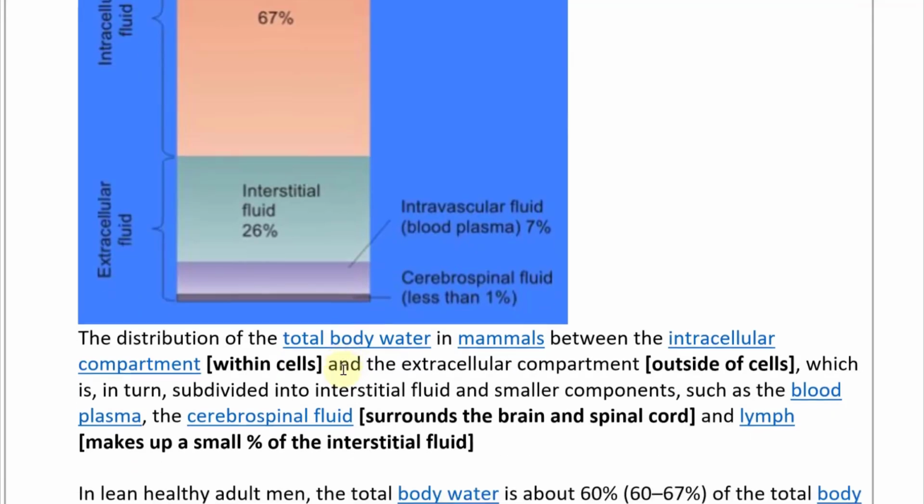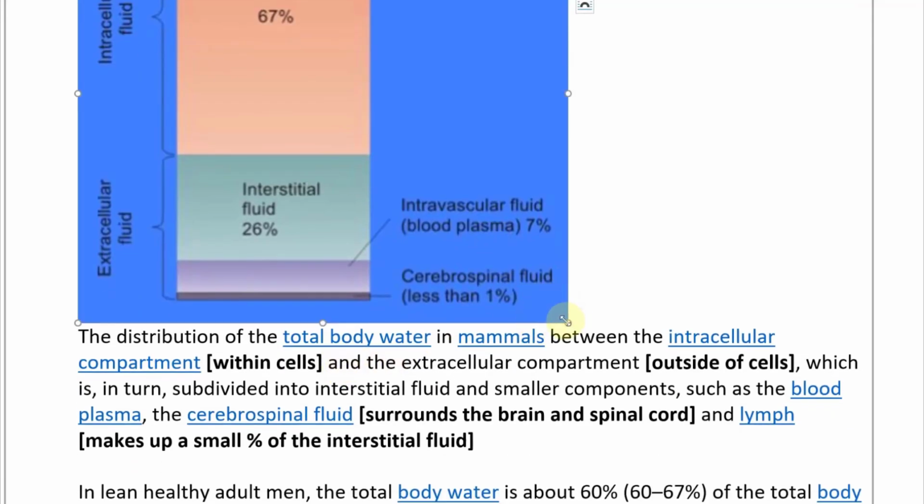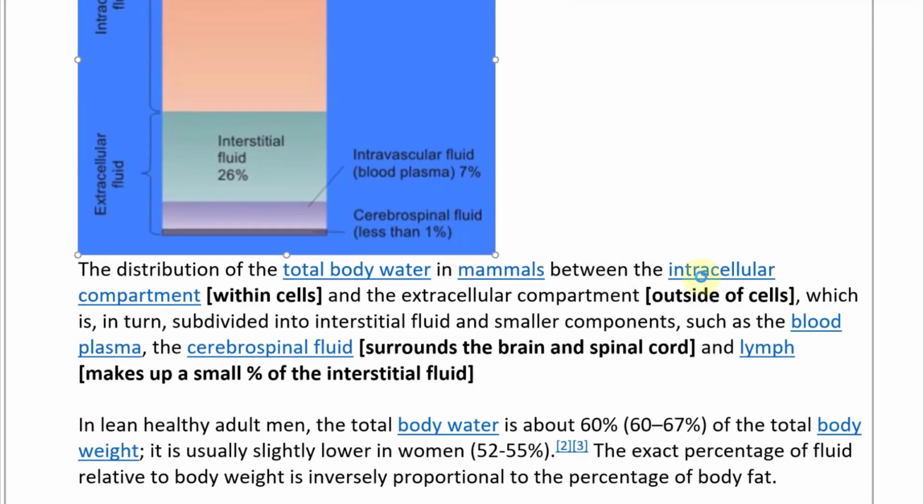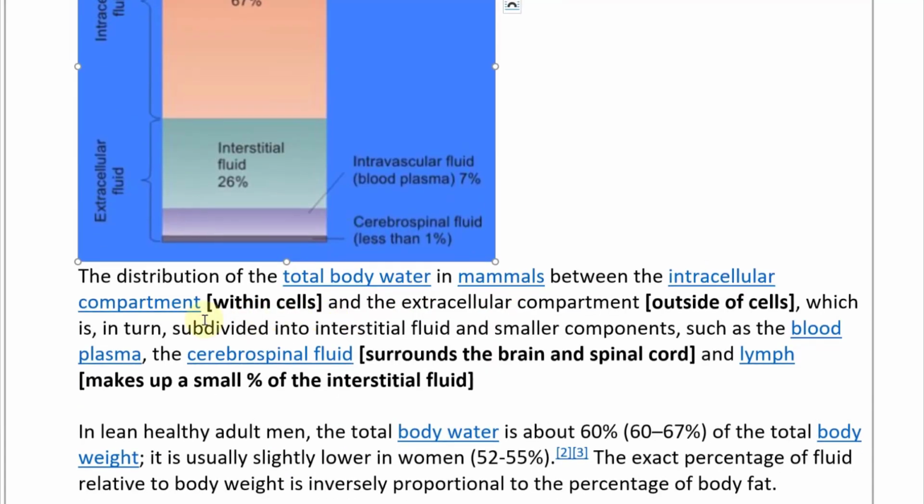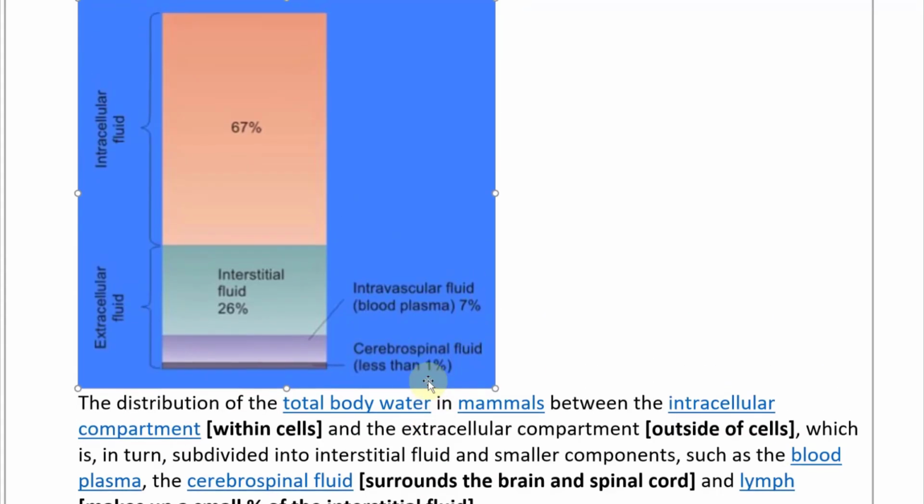And here's a distribution of the total body water in mammals between the intracellular compartment, which is within cells, and the extracellular compartment, which is outside of cells, which is in turn subdivided into interstitial fluid and smaller components such as the blood plasma and the cerebrospinal fluid, which surrounds the brain and spinal cord, and lymph, which makes up a small percent of the interstitial fluid.